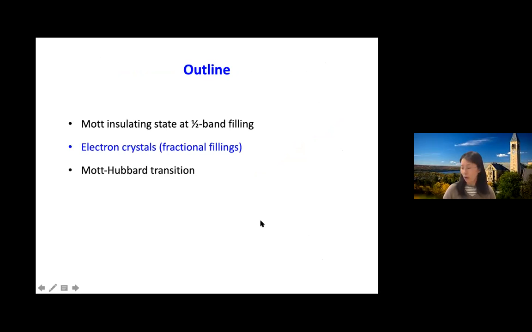Okay, so now I would like to switch gears and talk about electron crystals, exactly what's happening at the fractional filling of the Moire superlattice.